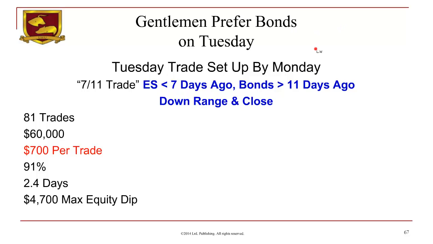So gentlemen prefer bonds, especially on Tuesday. Tuesday trade set up by Monday. If E-minis are lower than 7 days ago and bonds are greater than 11 days ago, and we have our down range close, $700 per trade, 91% accuracy. So we're using these exogenous things to confirm and give us a trade.